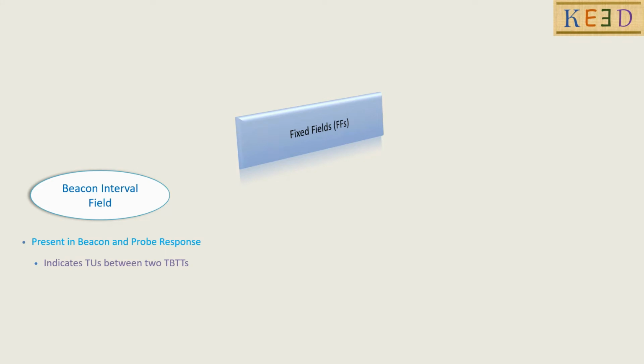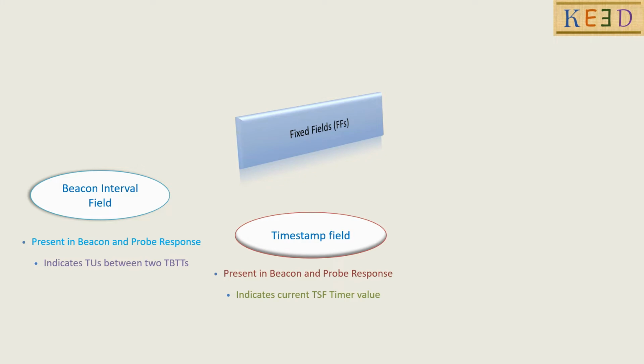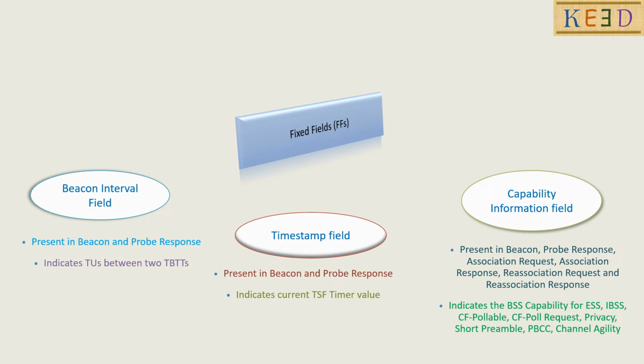Beacon interval field indicates the time units between 2 TBTTs. Timestamp field indicates the current TSF timer value of the transmitter. Capability information field indicates the BSS capability for ESS, IBSS, CF pollable, CF poll request, privacy, short preamble, PBCC, channel agility, etc.